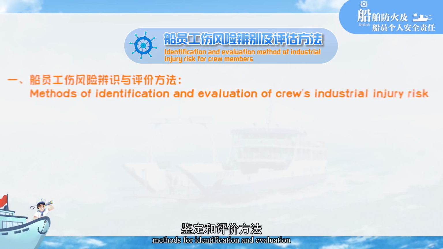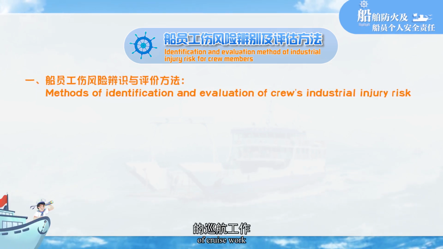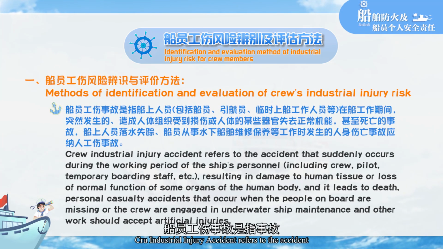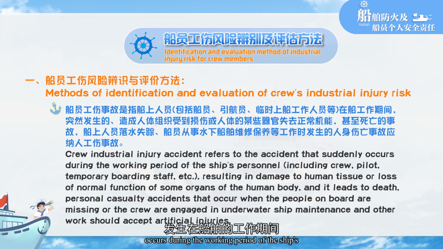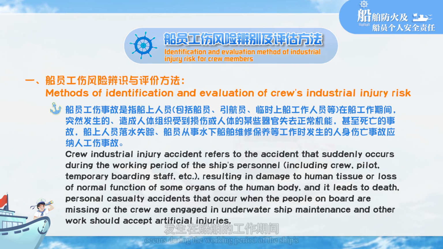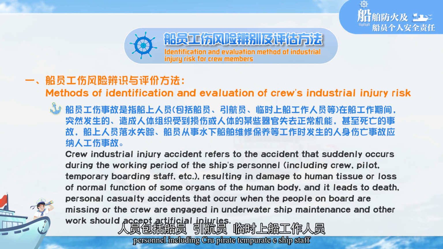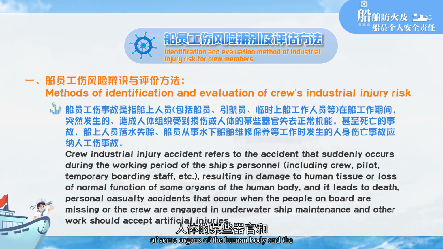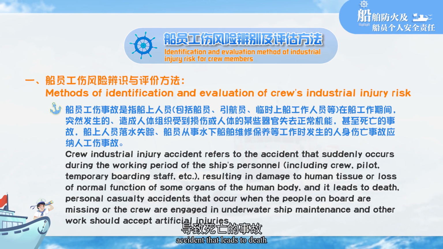Methods for identification and evaluation of crew's work-related injury risk. A crew industrial injury accident refers to an accident that suddenly occurs during the working period of the ship's personnel, including crew, pilot, temporary ship staff, etc., resulting in damage to the body tissue or loss of normal function of some organs of the human body, and the accident that leads to death.